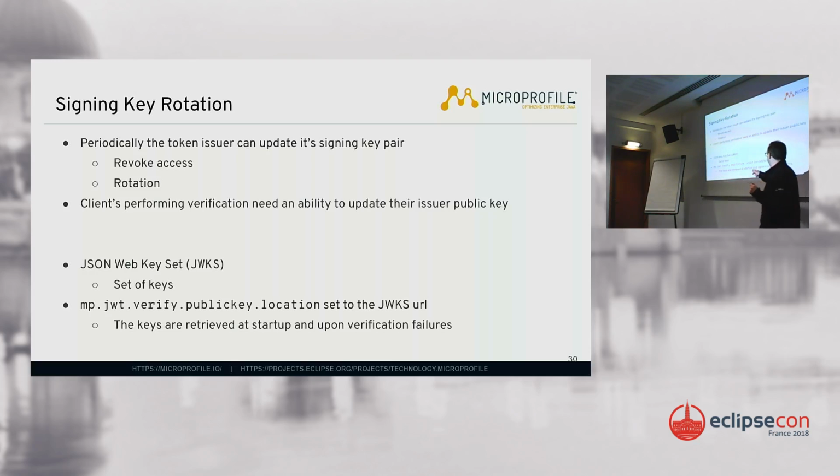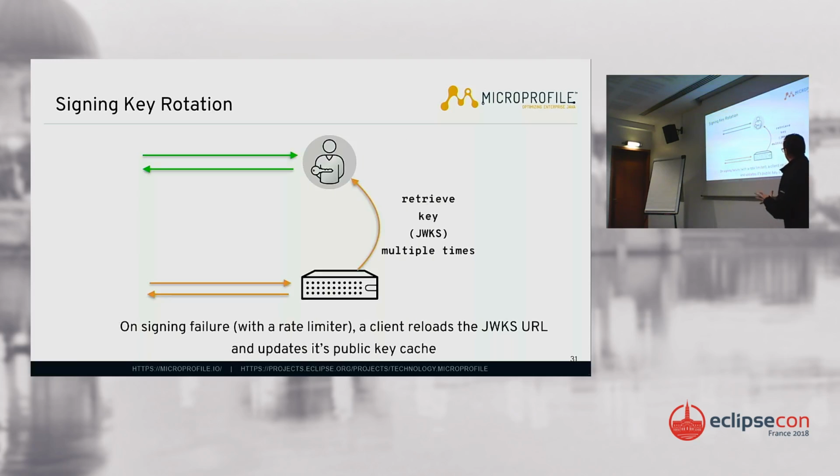The keys are retrieved at startup, and upon verification failure. This second part is not true because it's an attack vector, actually, we'll explain it. So it's upon verification failures with some rate limiting factor. So how does that work? Well, when the microservice starts, it'll retrieve the JWT key sets and will store them inside the microservice. It's all made for you.